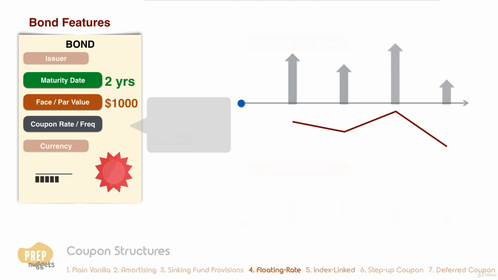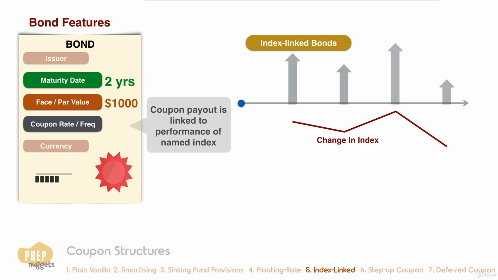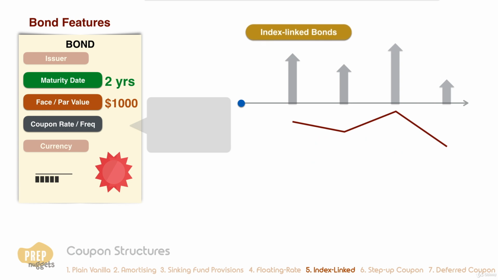In fact, the reference does not have to be interest rates. Index-linked bonds are another class of bonds in which the coupon rate is based not on interest rates, but indices. The base index can be a commodity index, equity index, inflation index, or any published index.